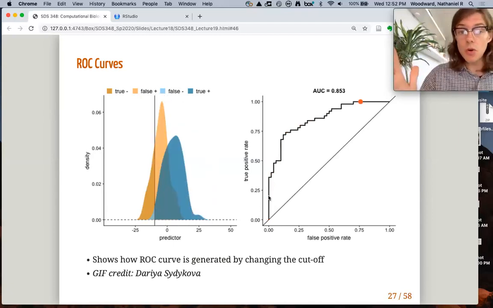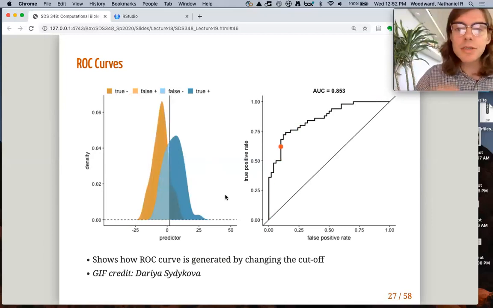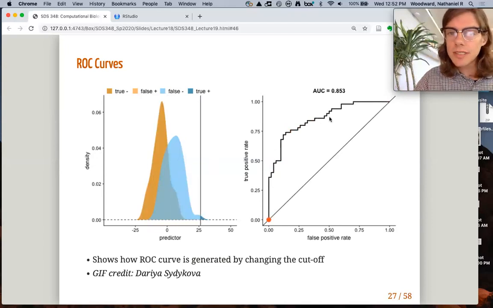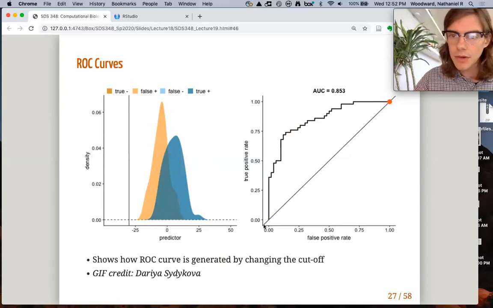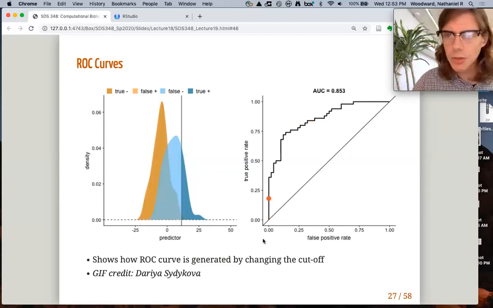If there was no overlap between these two, it would go straight up and straight across. So that's sort of the goal. The closer this thing is to this perfectly diagonal line here, the worse your prediction is. But this just shows you how this plot is generated, right? So as you move the cutoff, where does this curve come from? And I'll show you how to do these by hand, but you really won't have to. Notice up here, it's saying the area under this curve is 0.85. That's literally the area under this plot.